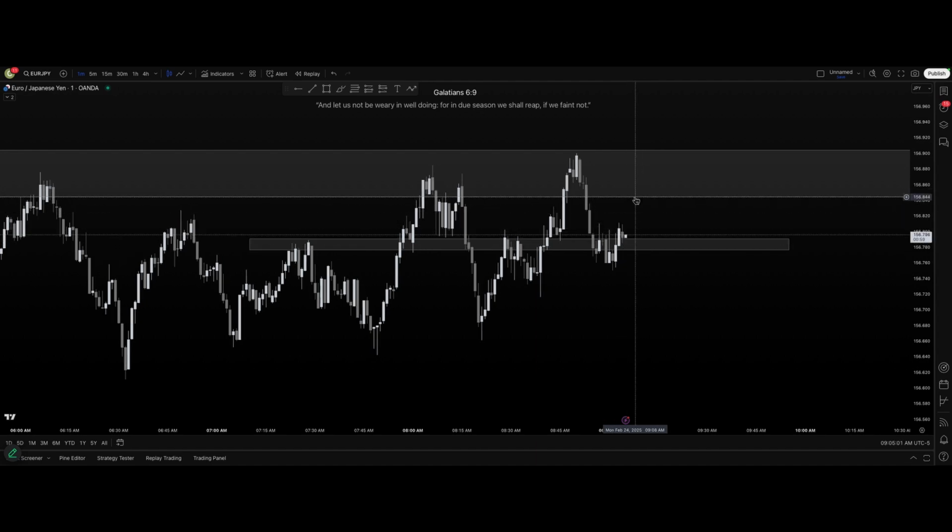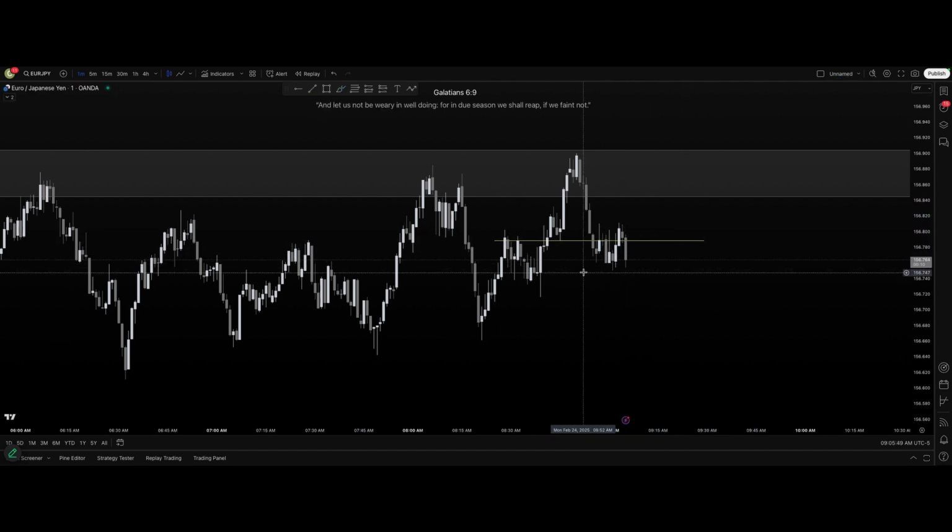Okay, price is rejecting this area again. You're breaking back below here. That's clean. If price can continue to break below this low, sells are still valid. If price starts to break above this resistance, I'm going to go ahead and cut this position.